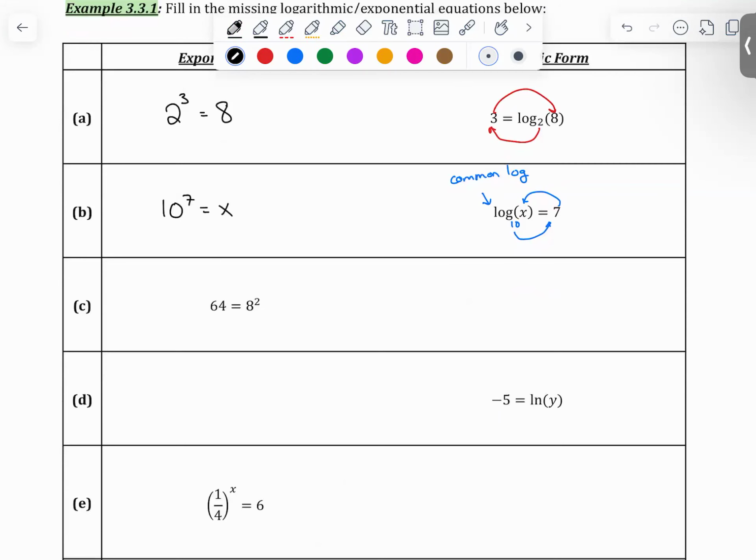Anyways, this time we're given an exponential form and we want to convert it to logarithmic. Regardless, we start with the base, move across the equal sign, and then back over. So you're going to have log base 8 of 64 is equal to 2.